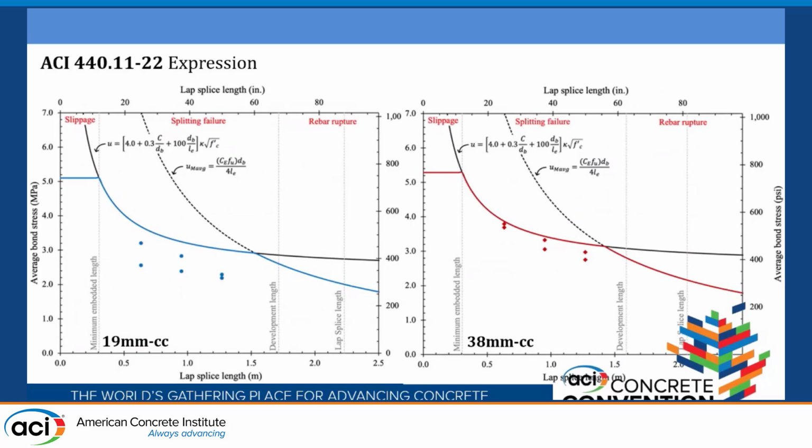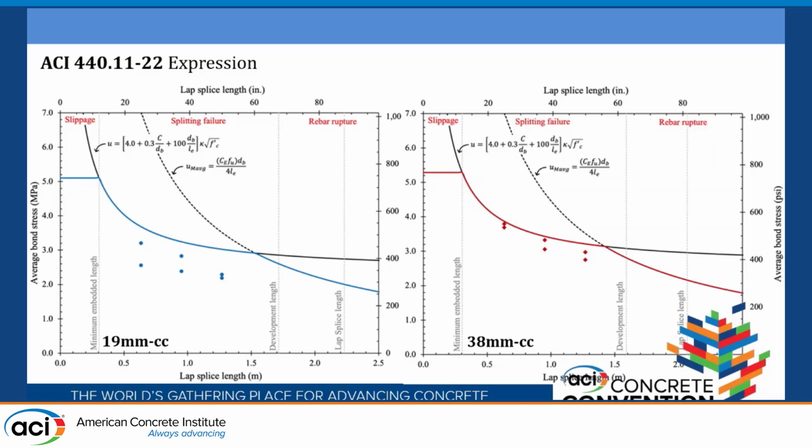Then when we compare with the ACI 440 expression, this is the graph for the 19 millimeters and 38 millimeters clear cover. Typically in bond failure, you have 3 stages. The first one is the slippage zone. Typically it is limited to 20 dB or 12 inches. I mean, theoretically, before that, you have a slippage failure, so the code limits your development length to at least 20 dB or 12 inches.